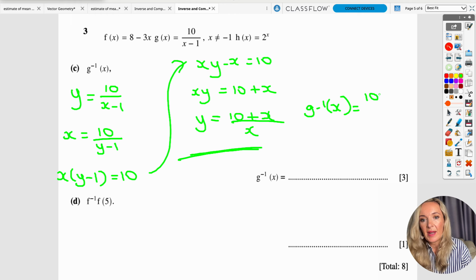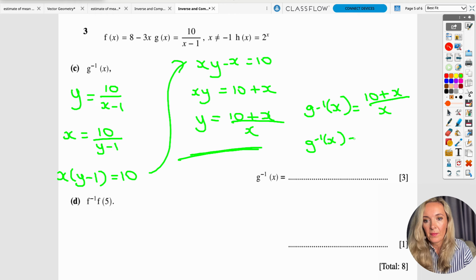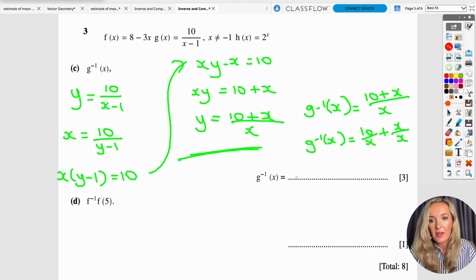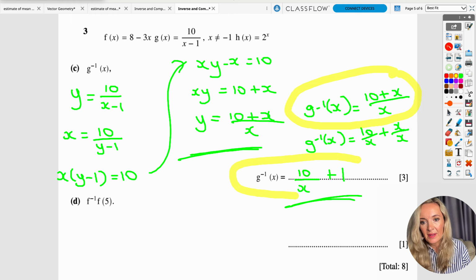Okay, now you could leave your answer like that, and some people might even like to write it as 10 plus x over x, or you can also separate it out into two different parts for this fraction. So 10 over x plus x over x. And x over x is just 1, because dividing anything by itself is just 1. So an alternative answer could be 10 over x plus 1. I will say that's also just as okay as that.